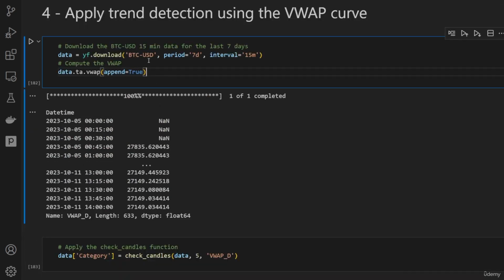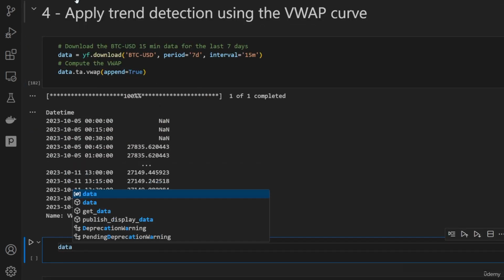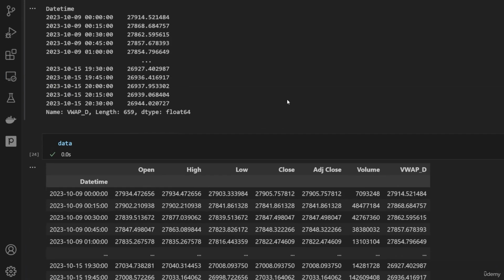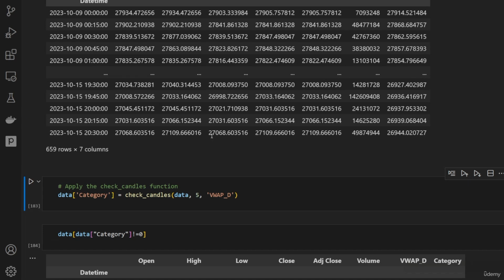We could verify this. So I'm adding a code cell here. I'm going to print data. And here we have the open, high, low, closing prices, the adjusted closing price, volume, and then the VWAP underscore D, which is the last column. So it's working. We have it. It's in our data frame.